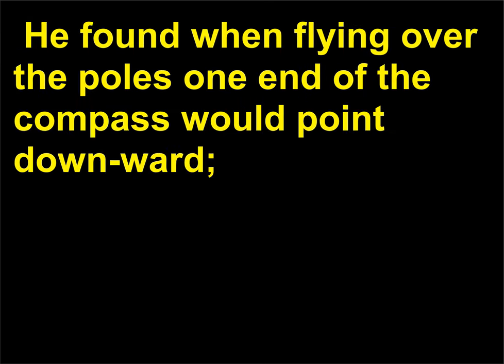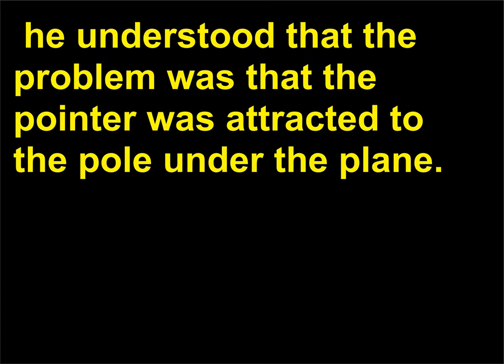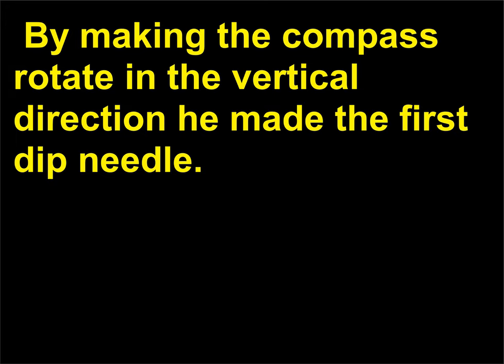He found when flying over the poles, one end of the compass would point downward. He understood that the problem was that the pointer was attracted to the pole under the plane. By making the compass rotate in the vertical direction, he made the first dip needle.